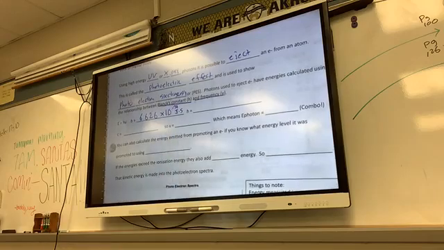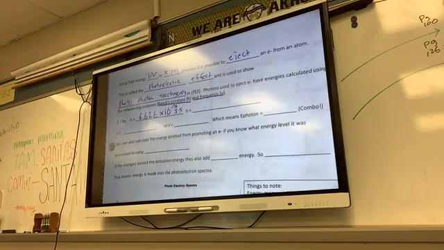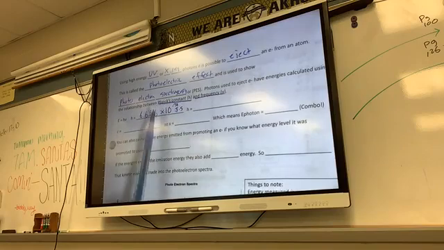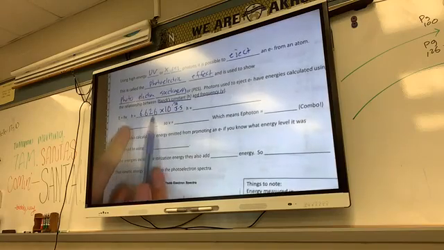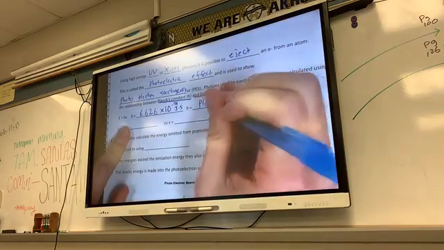Photoelectron spectroscopy. Spectroscopy, S-P-E-C-T-R-O, scopy. Can we say it one more time? So h is 6.626 times 10 to the negative 34th joules times seconds, and h is Planck's constant.